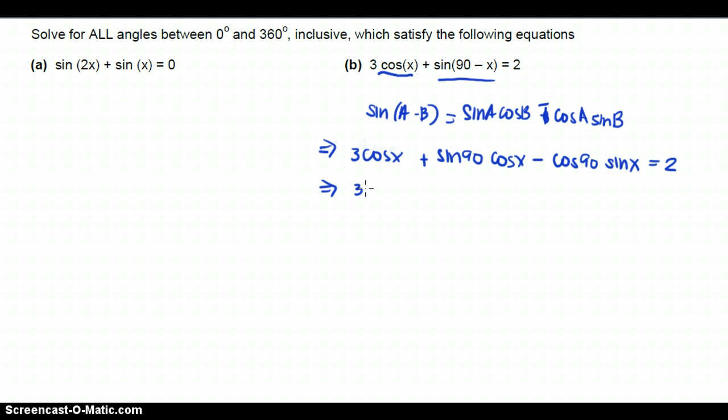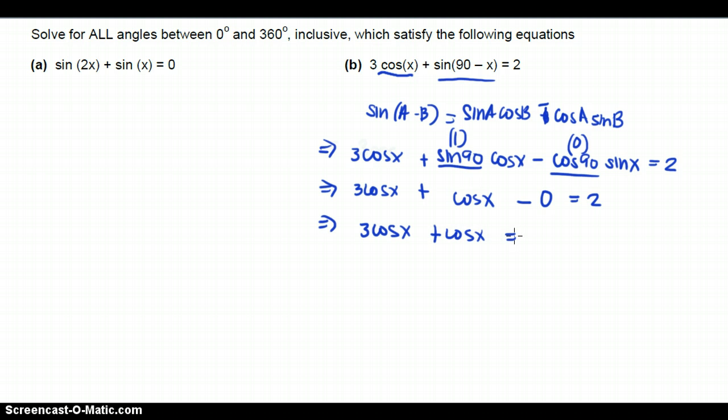And this equation can be simplified by finding the exact value of sine 90 and cosine 90. Sine 90 is equal to 1. Cosine 90 is equal to 0. So you can use your calculator if you want to find sine 90 and cosine 90, and that will give you 1 and 0 respectively. So the second expression becomes cosine x because 1 times cosine x is cosine x. And the third one is 0 because 0 times sine x is equal to 0. And you have 3 cosine x plus cosine x is equal to 2.